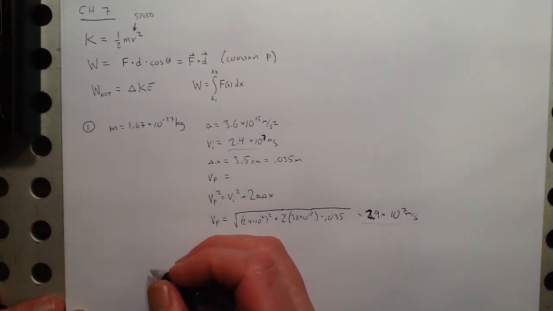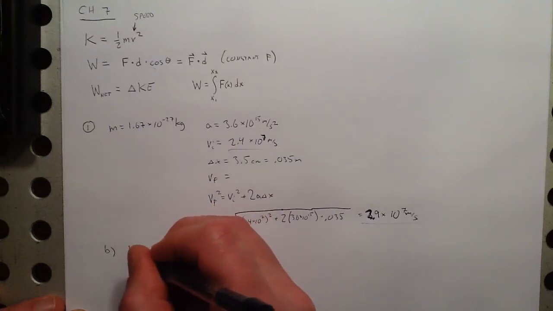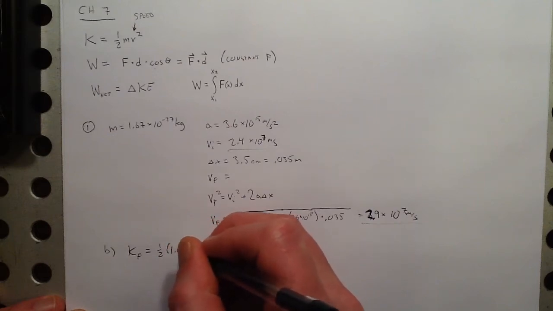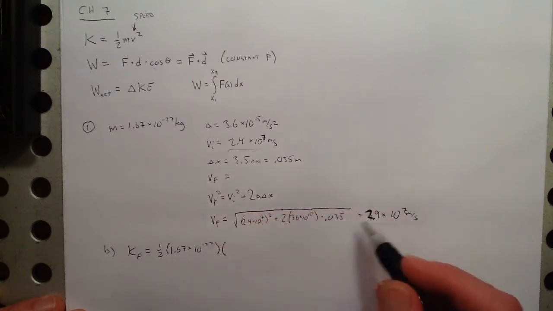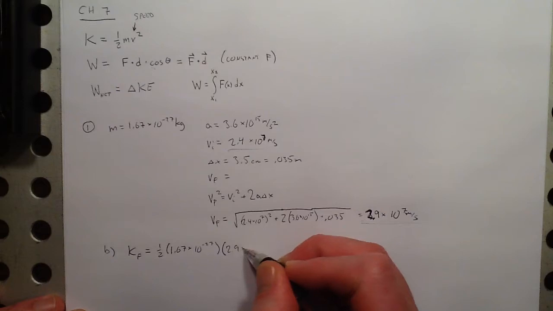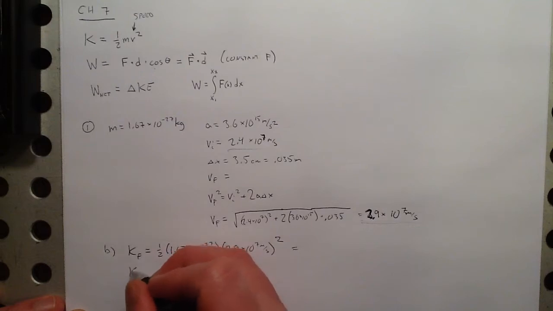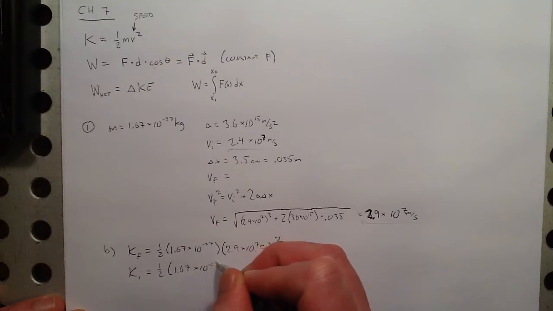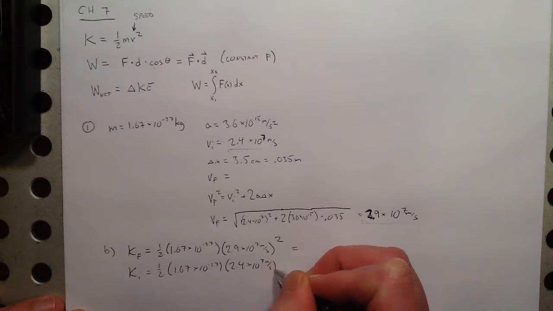And for part B, they want to know what is the increase in kinetic energy. Well, let's see, the final kinetic energy would be 1/2 mass times velocity. The final velocity is 2.9 times 10 to the 7th per second, squared. And the initial kinetic energy is 1/2 mass times the initial velocity squared.